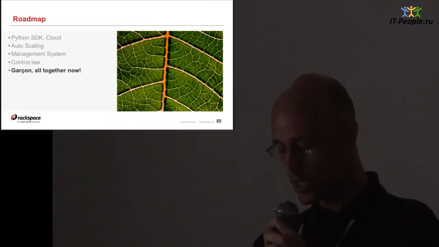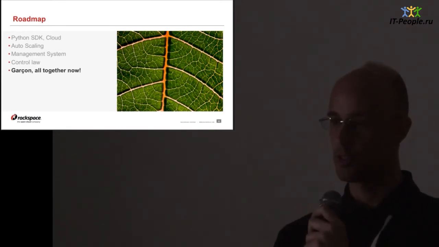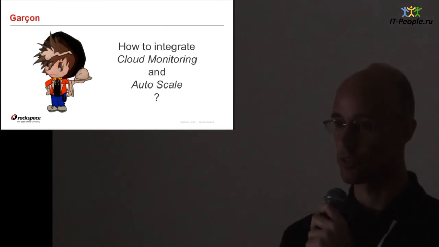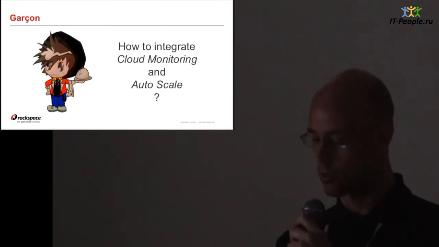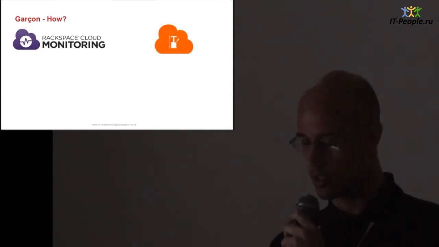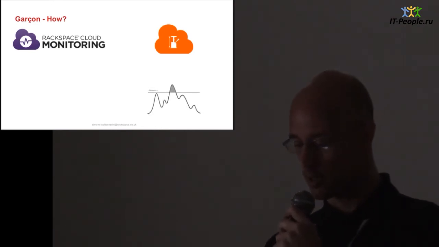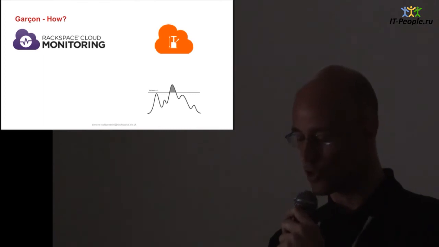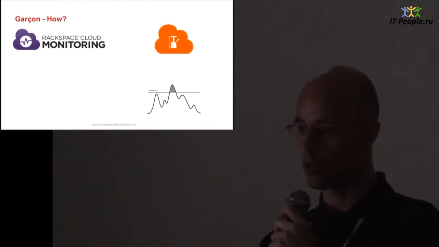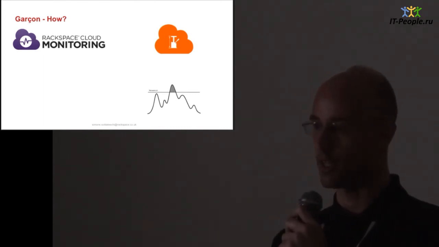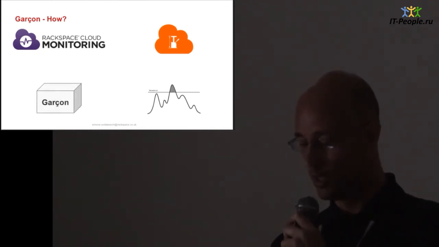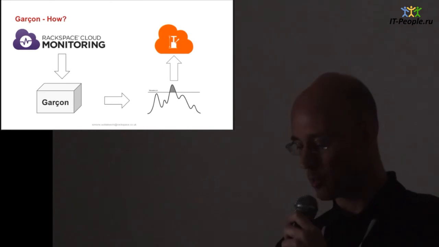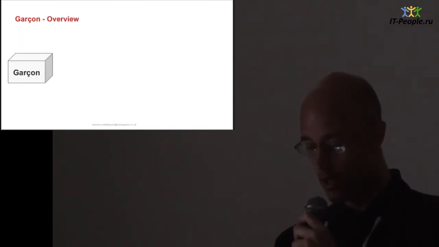So, if you put it all together, you get a software, namely Garçon, which is what I wrote to address this issue, which acts much like a glue between a monitoring system, which could be Cloud Monitoring, Nagios, New Relic, or whatever, to trigger scaling policies. And you end up with new servers.